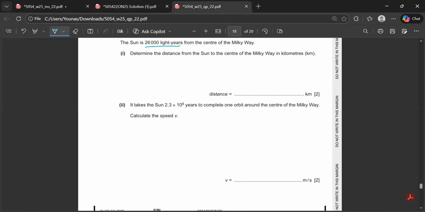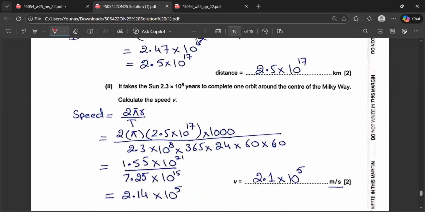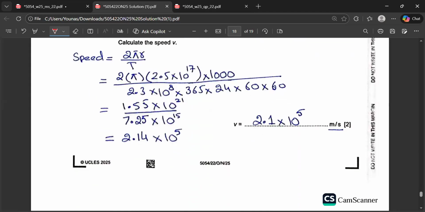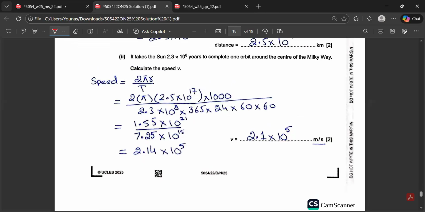Then he says the sun takes 2.3 × 10^8 years to complete one orbit around the center of the Milky Way. Calculate v, and v here is in meters per second. So v is equal to 2πr divided by T, and this must be taken in meters. Okay. So this is the formula for the orbital speed. Speed is equal to 2πr divided by t.